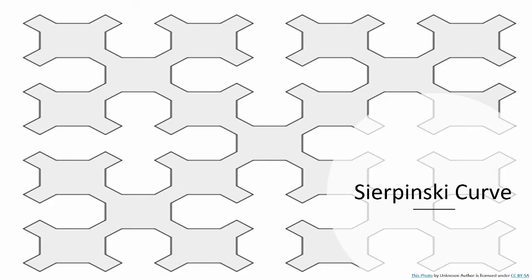Another example of a space-filling curve that's very similar to the Hilbert curve is the Sierpinski curve shown here. It has all the same properties as the Hilbert curve, like being a fractal, but it uses a different pattern.